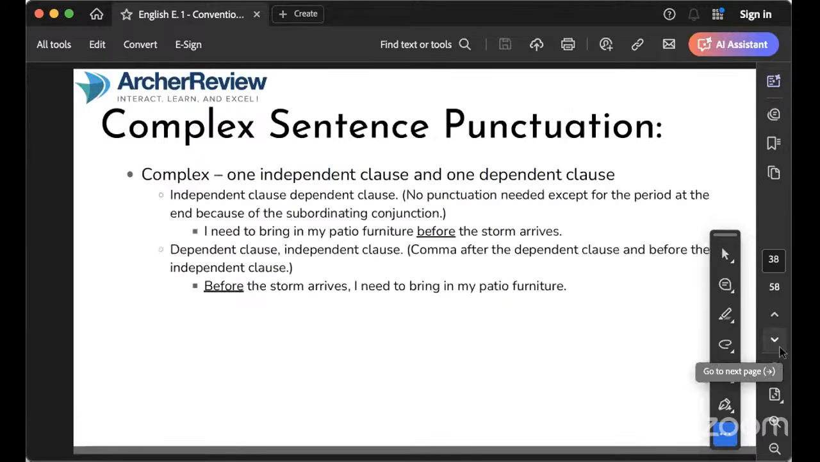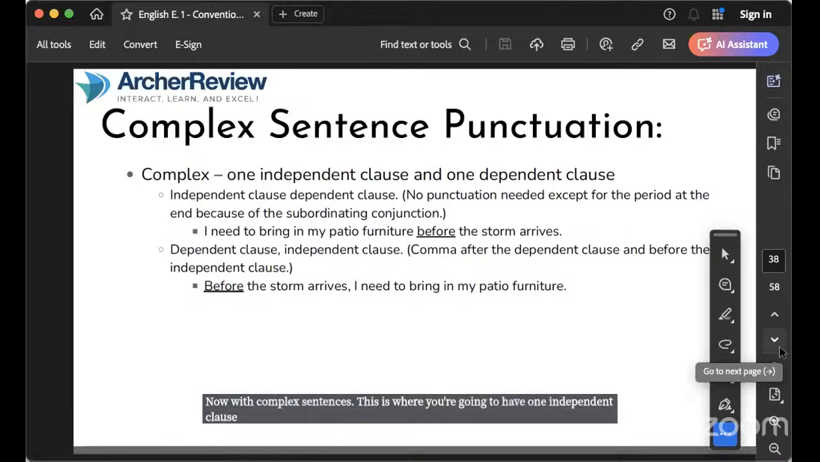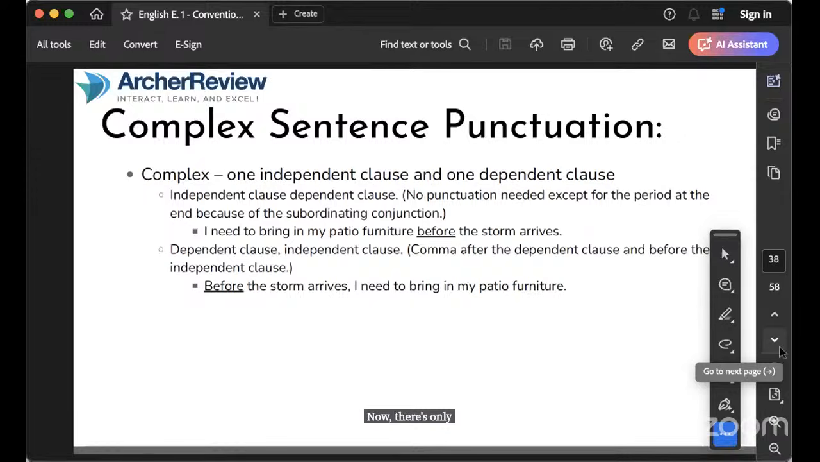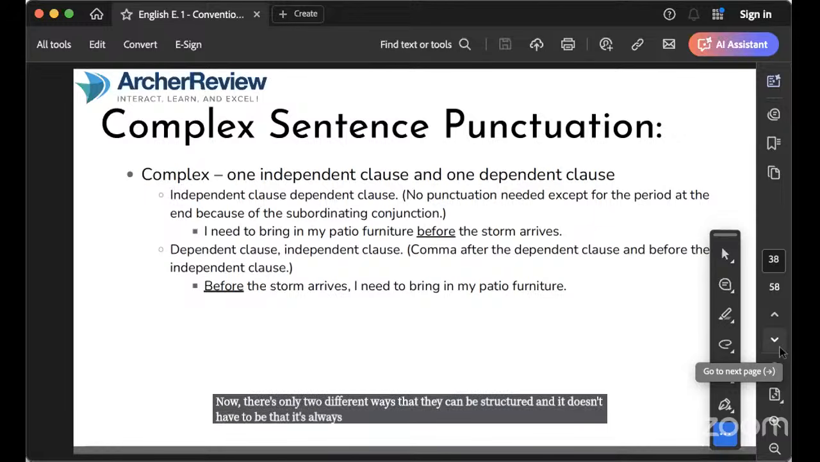Now, with complex sentences, this is where you're going to have one independent clause and one dependent clause. Now, there's only 2 different ways that they can be structured, and it doesn't have to be that it's always going to be the same way. So, for example, with complex sentences, since you have 2 different types of clauses, you could have the independent clause come first, followed by the dependent clause.